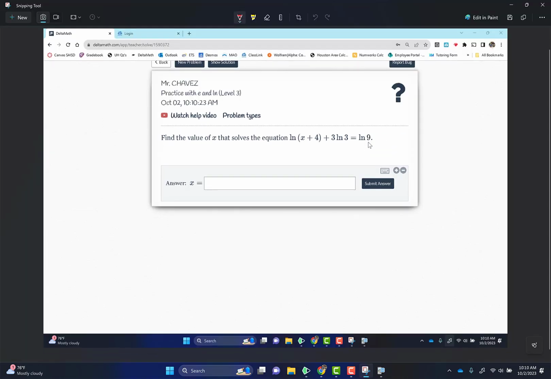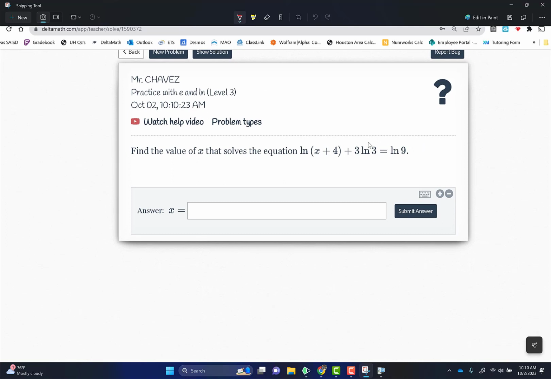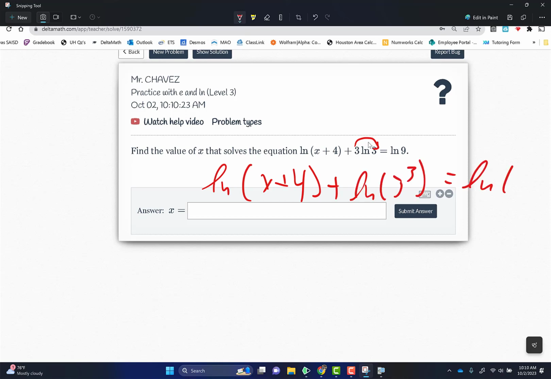Okay. Find the value of x that solves the equation. So here we go. You guys ready? So I have a product here. I'm going to move that 3 right there. So ln of x plus 4 plus ln of 3 cubed, and I need all that to equal ln of 9. So pretty much I'm going to get the expressions to equal 9.